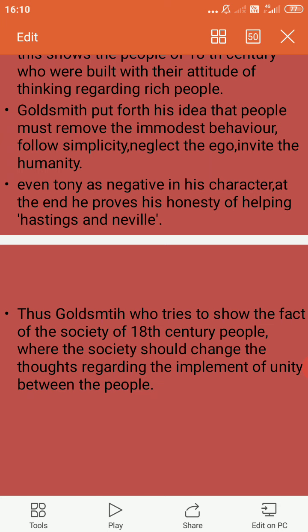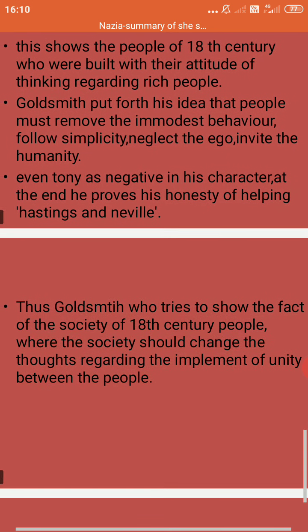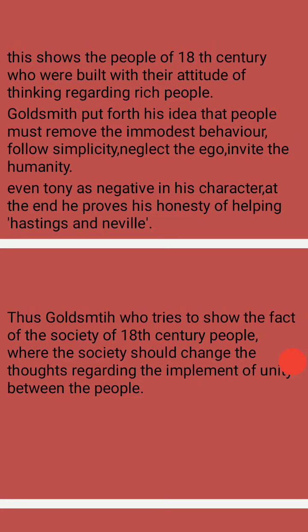Neville for their eloping. Thus Goldsmith tries to show the fact of the society, the 18th century people, where the society should change the thoughts regarding the implementation of unity between the people. So Goldsmith tries to show the actual things happening among the people in that particular English society, and what the society should do. The society should bring some changes in them, and they should implement unity between the people.